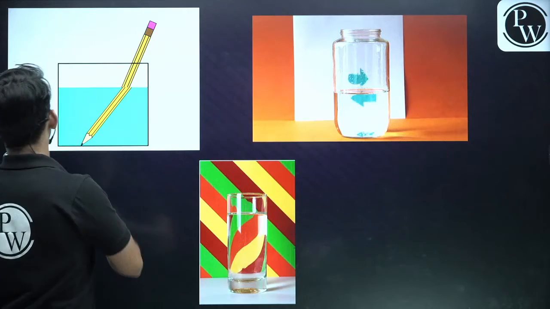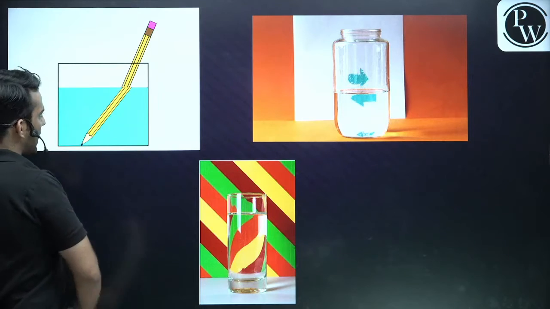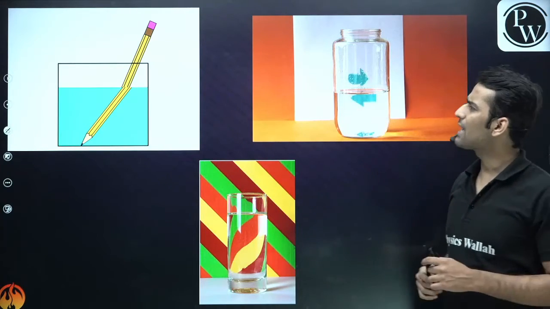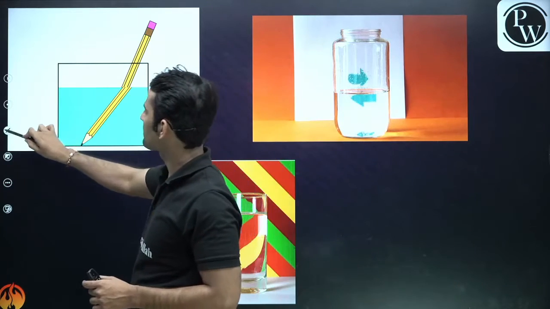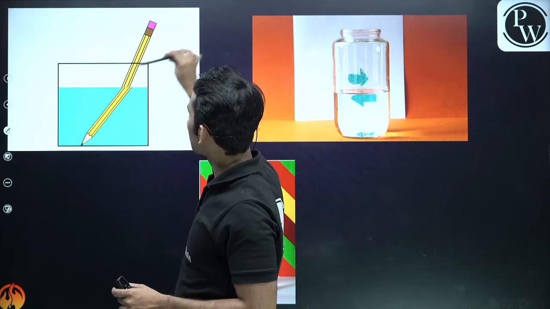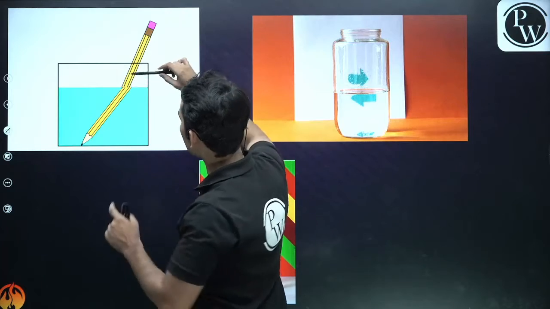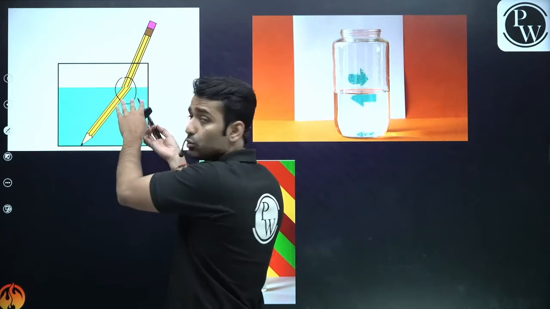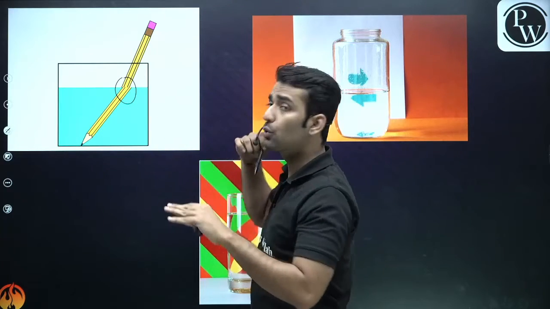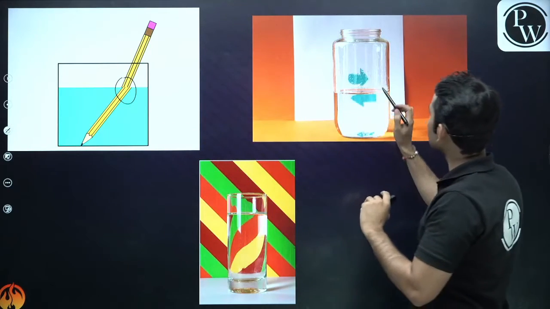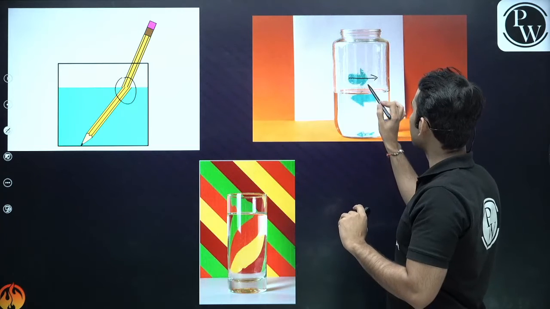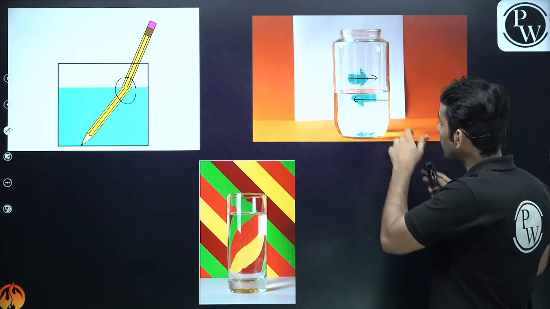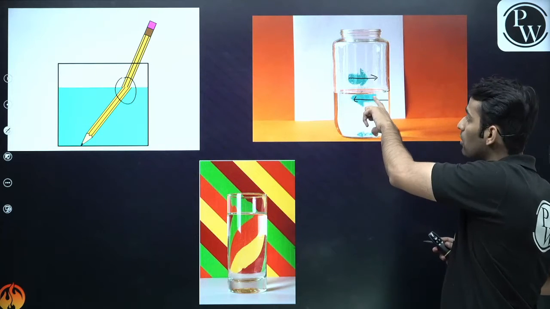Clear? Okay, now next part is refraction of light. What is refraction of light? So guys, have you seen phenomena like this? For example, while a pencil is bending into the water, it appears that the pencil is broken, but it is not broken. It appears to you like it is broken. So this is due to refraction of light. Or you can see the arrow is inverted. It is to the right, but it appears to you to the left if you look at the arrow through a glass full of water.